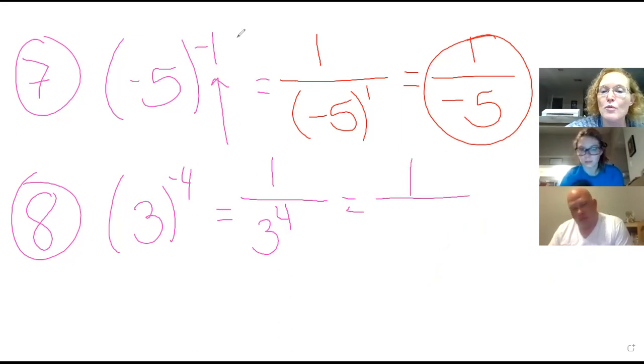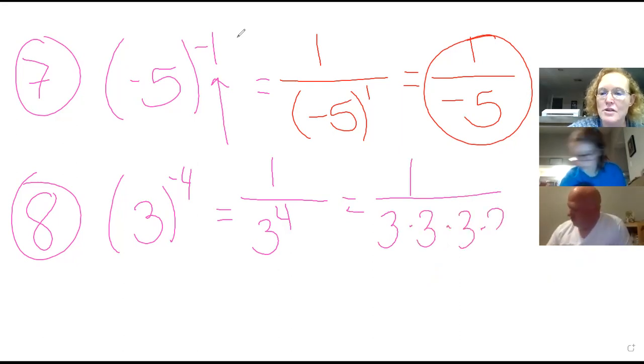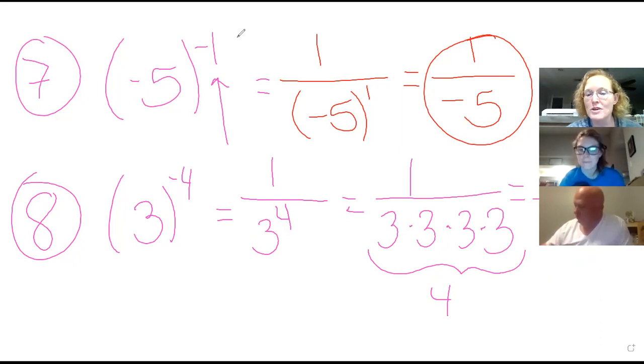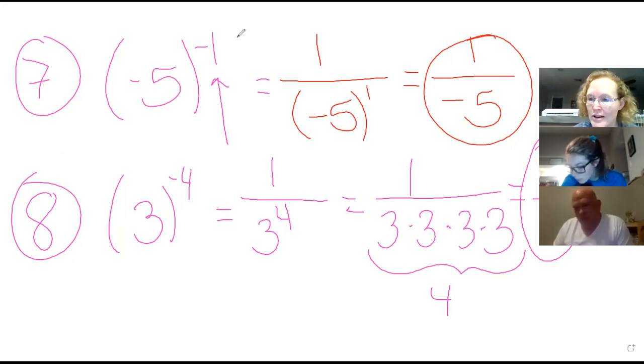Remember what 3 to the 4th really means. It means 3 times 3 times 3 times 3. Basically, you've got how many 3s down here? 4 of them. Okay. So then you don't even really have to do math with this fraction. The top is a 1. And then if you want to, you can come in here and say, okay, 3 times 3 is 9, times another 3 is 27, times another 3 is 81. Or even if you don't want to do that, you can just grab your calculator and say, okay, what is 3 to the 4th? But you're going to want to input that answer as 1 over 81, not whatever 1 over 81 is equal to in your calculator. You're going to want to leave it as a fraction.